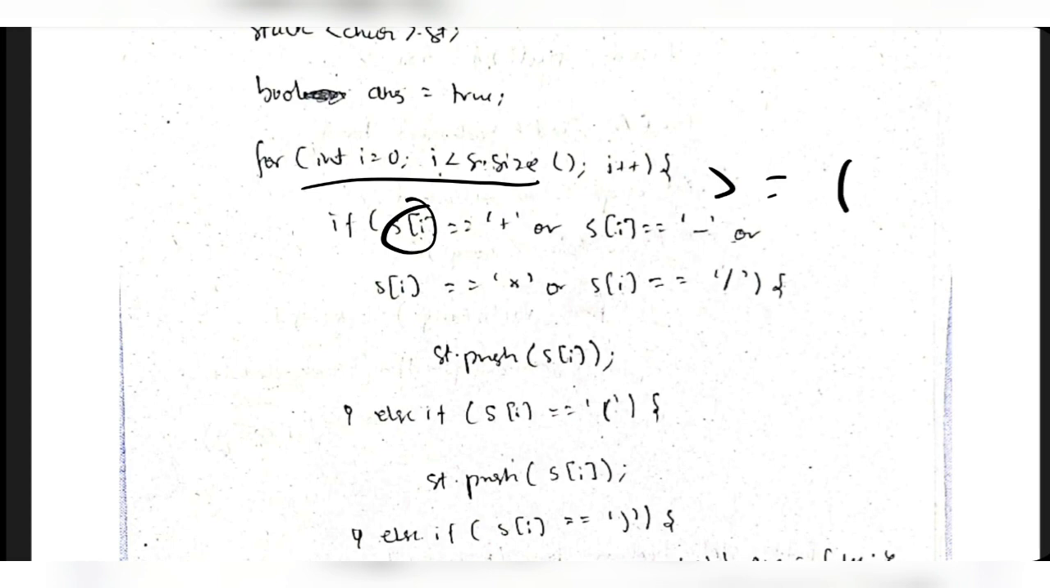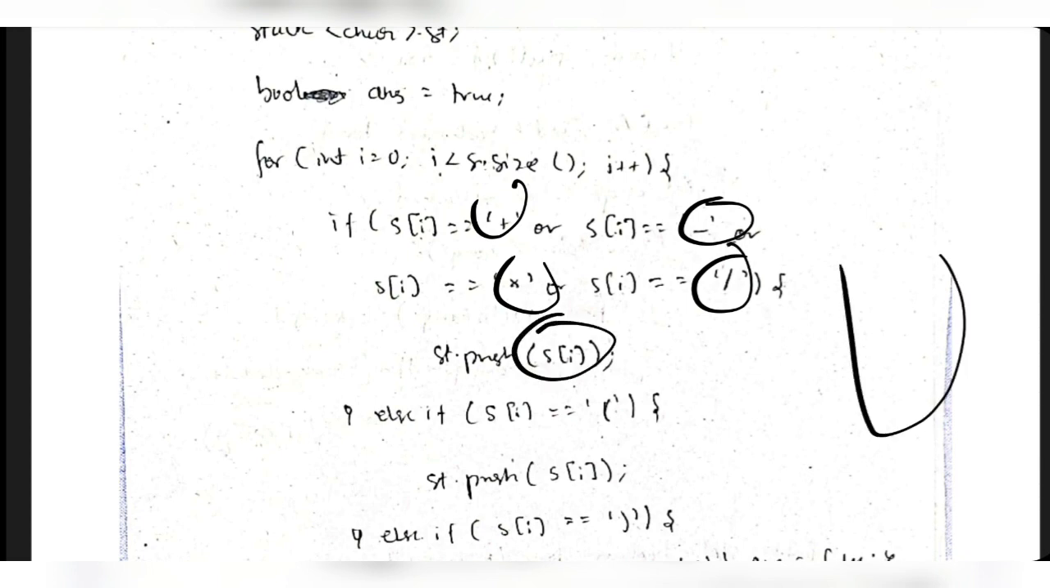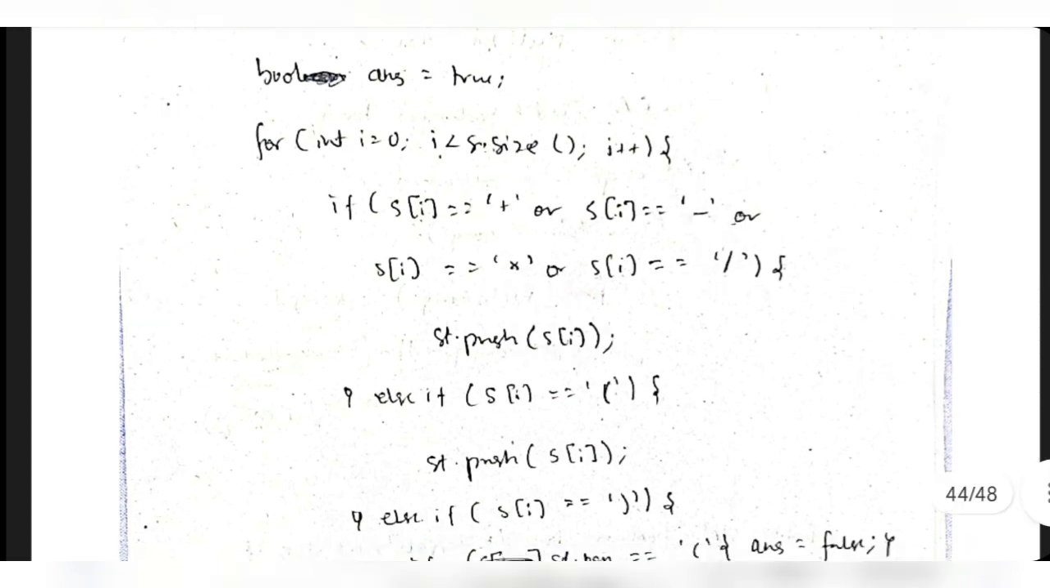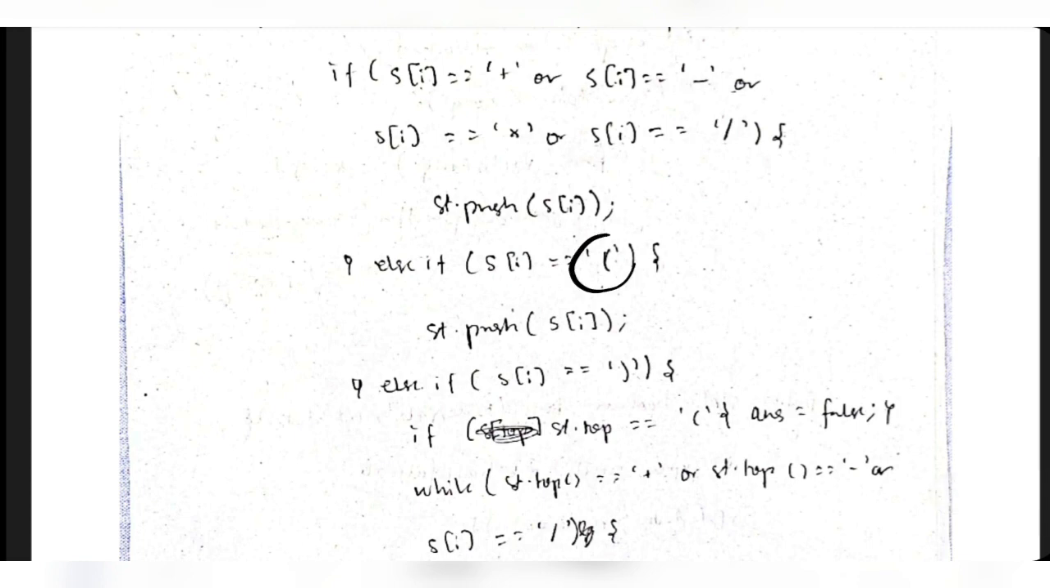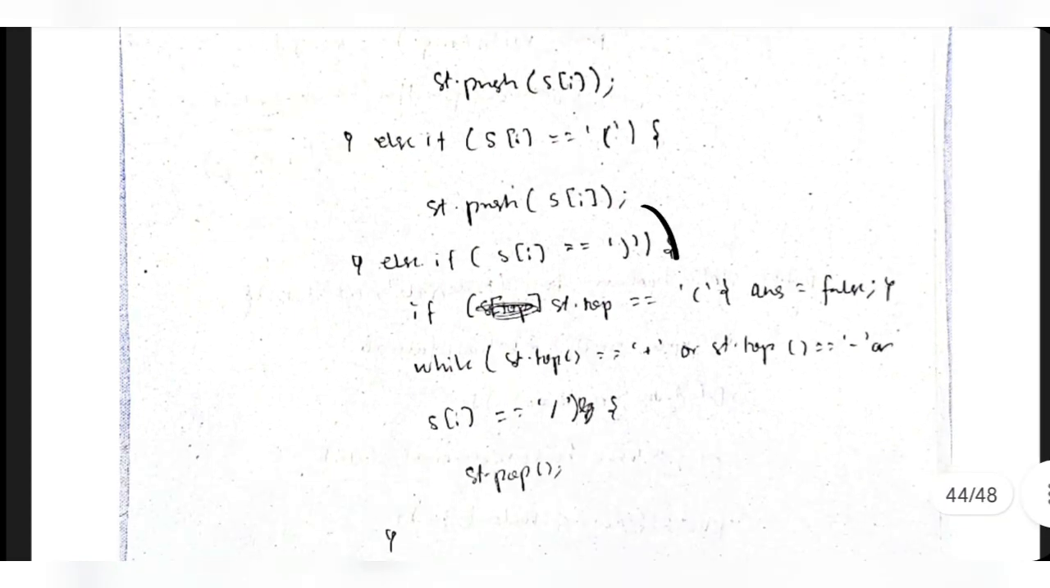Okay, this is a string here in which the order is given, like operators and parentheses. If it is a plus, minus, into, or divide, we'll be pushing it in the stack, like into, divide and all. And if it is an opening brace, we'll be pushing it into the stack. If it's a closing brace and the top of the stack is an opening brace, at that time only the answer will be false, else in the rest of the cases it will be true.